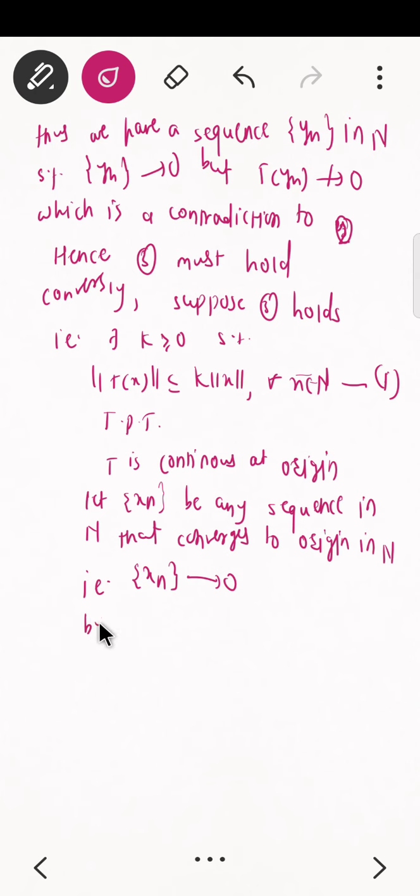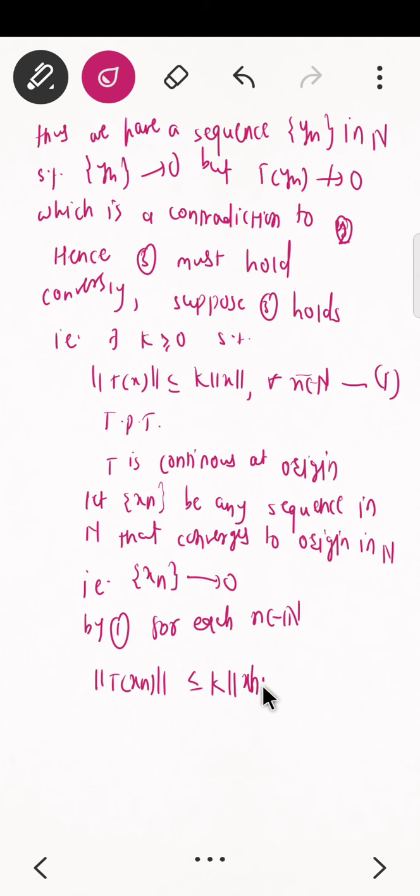Then by 1 we get, for each n belonging to the natural numbers, that the norm of T of x_n will be less than or equal to k times the norm of x_n. We have written this by property number 1 for x_n, and as x_n converges to 0, the norm of x_n tends to 0 as n tends to infinity.